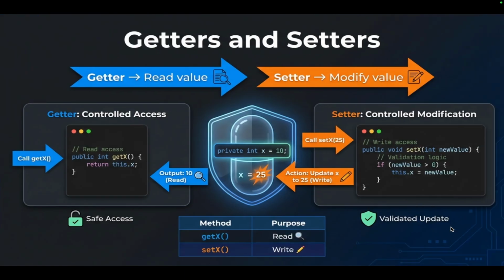Getters and setters. Let us understand getter and setter methods. A getter is used to read a value, and a setter is used to update a value. They follow naming conventions: get variable, set variable. These methods help us to validate input, control modifications, and log data changes.